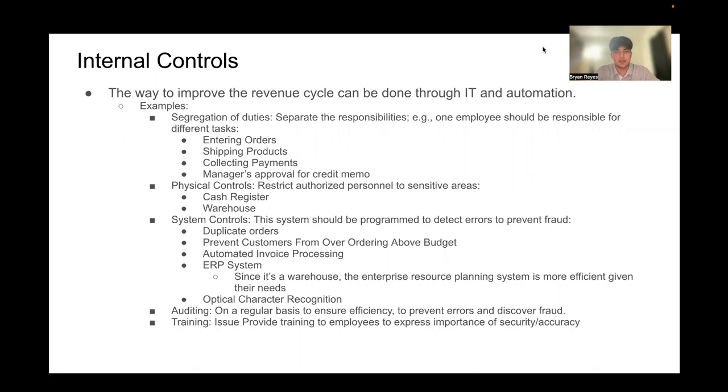This system should be programmed to detect errors and help to prevent fraud, such as duplicate orders, preventing customers from over ordering above budget, and automated invoice processing. An ERP system. And since we are a warehouse, the enterprise resource planning system is more efficient given our needs, and optical character recognition. Auditing on a regular basis to ensure efficiency and to prevent errors and discover fraud, and provide training to employees to express the importance of security and accuracy.